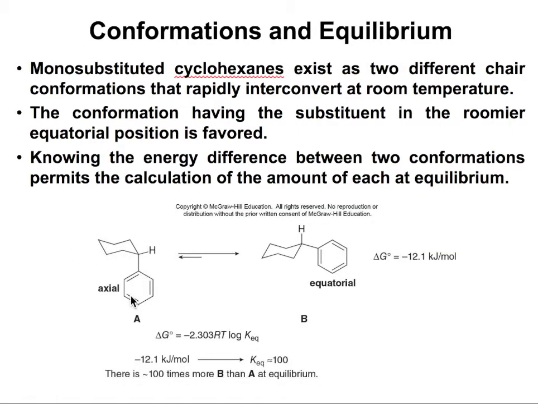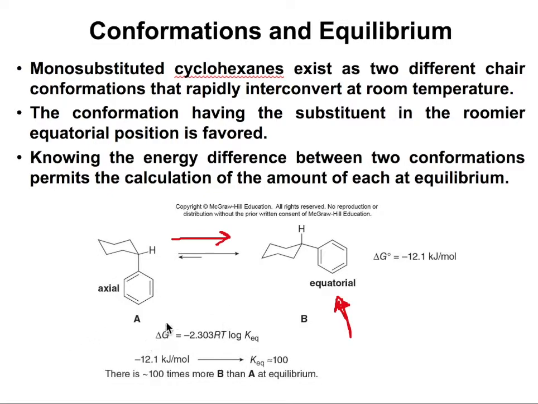So let's look at one example. In this example, we're looking at the delta G of these two conformations, right? So here we have a conformation where the phenyl ring is in an axial position, and here we have a conformation where the phenyl ring is in an equatorial position. Based on what you know, because we've seen conformations before, you know that this equatorial is much more favored because the larger groups prefer to be in the equatorial position. So that's why the reaction will favor that. But how do we demonstrate it?